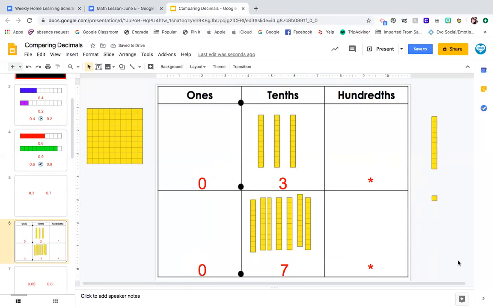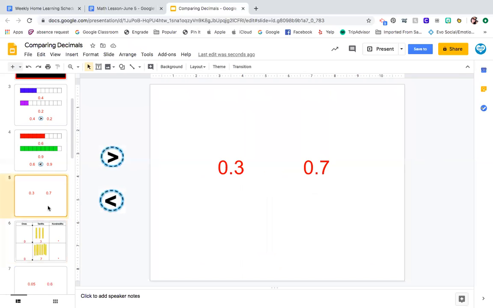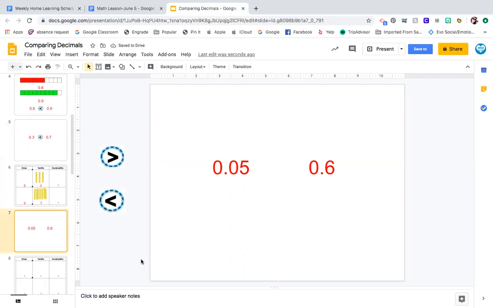So looking at these base 10 blocks, we can see that 0 and 3/10 is less than 0 and 7/10 because it has fewer longs, fewer sticks in the tenths place. So I can go back in and use my less than symbol to show that 0 and 3/10 is less than 0 and 7/10. All right, let's take a look at another one.